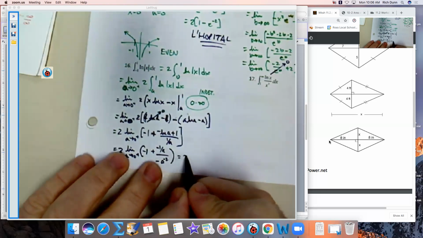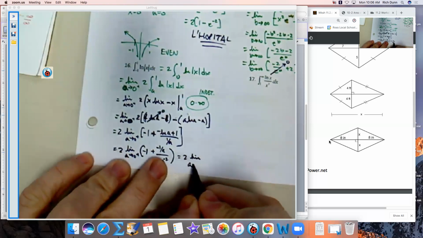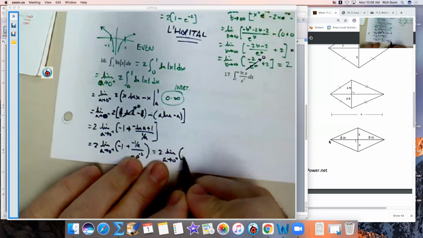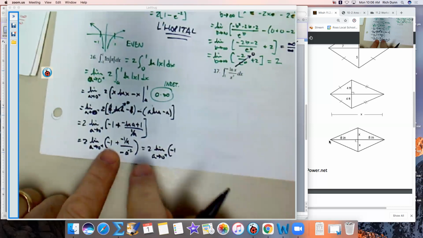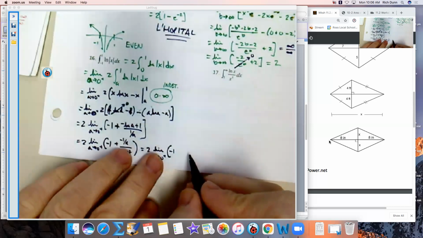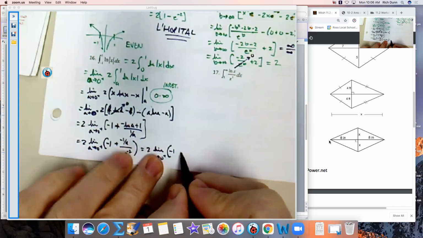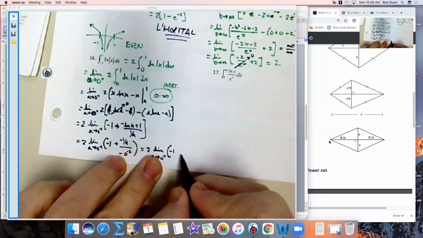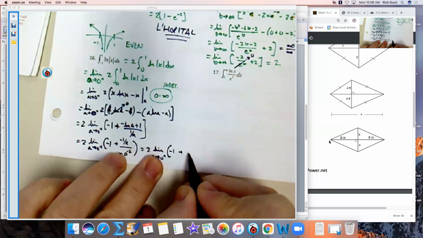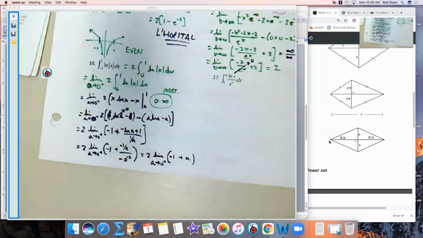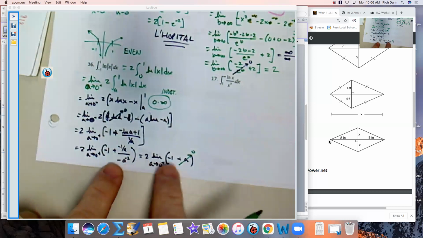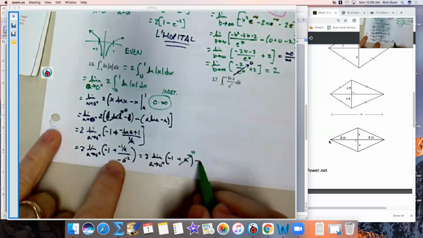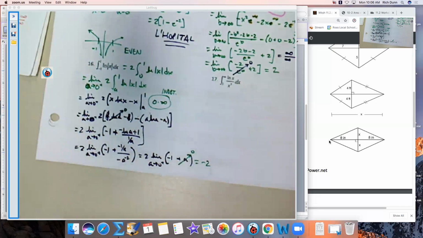which means this will be 2 times the limit as a goes to 0 from the right. This negative 1 is still in there. And then this would be multiplied by my reciprocal. Just get my signs right there. That should be a plus a, which of course, as a goes to 0, is going to go to 0. And I have a 2 times negative 1, or a negative 2 for the value of this one.